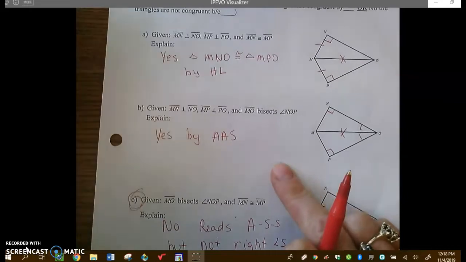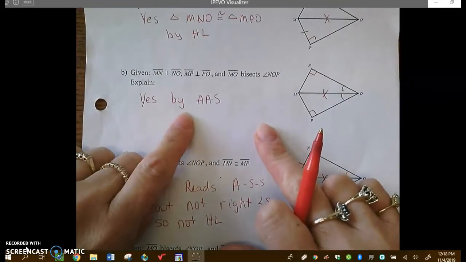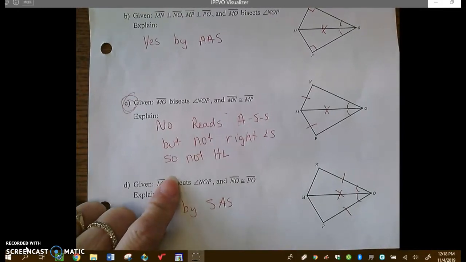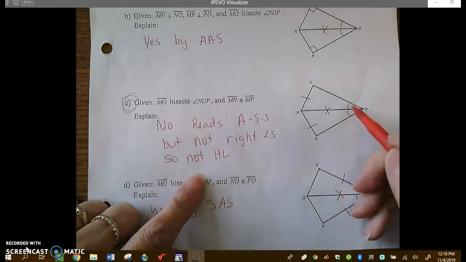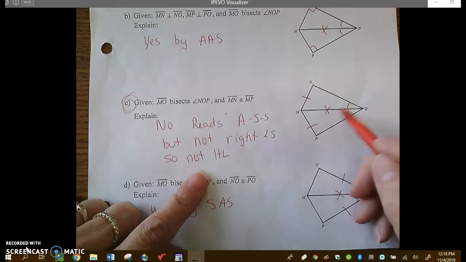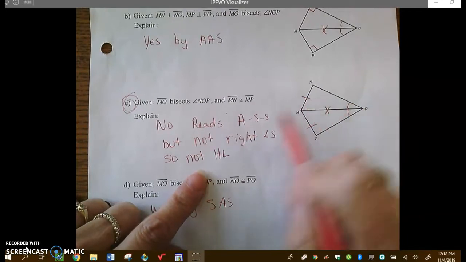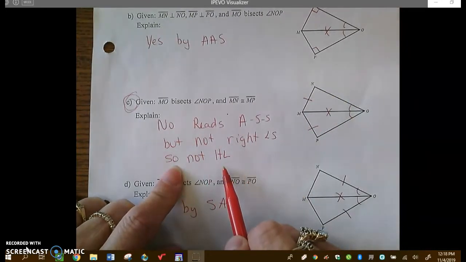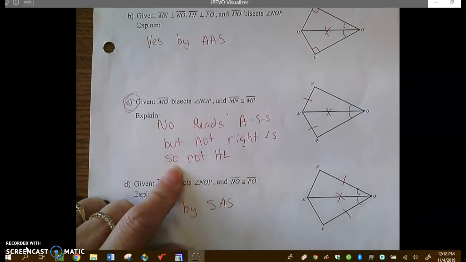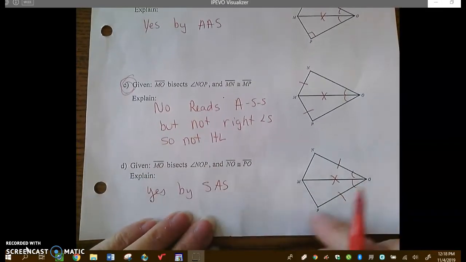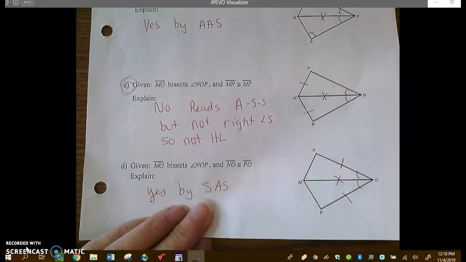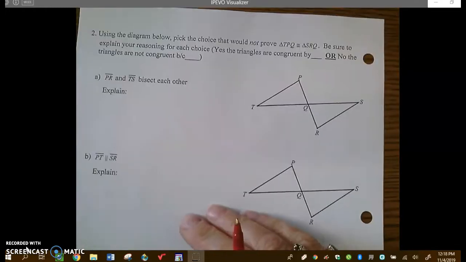All right, coming back, here is now the answers. So B turned out to be yes by angle, angle, side. Choice C turned out to be no, because if you read the markings, it reads like angle, side, side, but it is not a right triangle, so we cannot use hypotenuse leg. And then the last one is side, angle, side. All right, so there's another problem on the back.